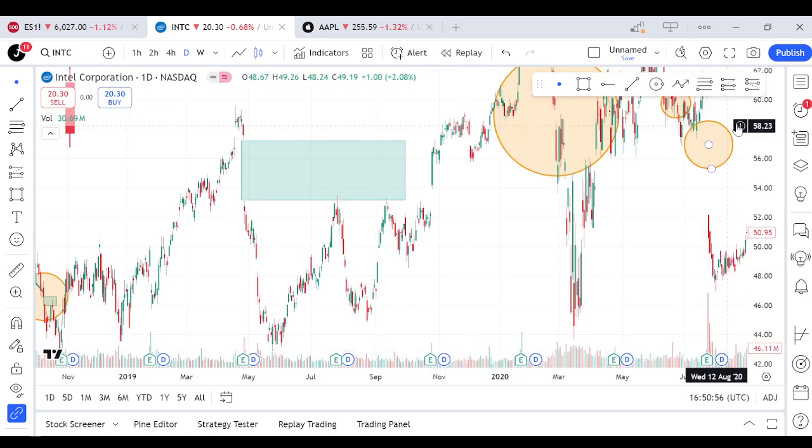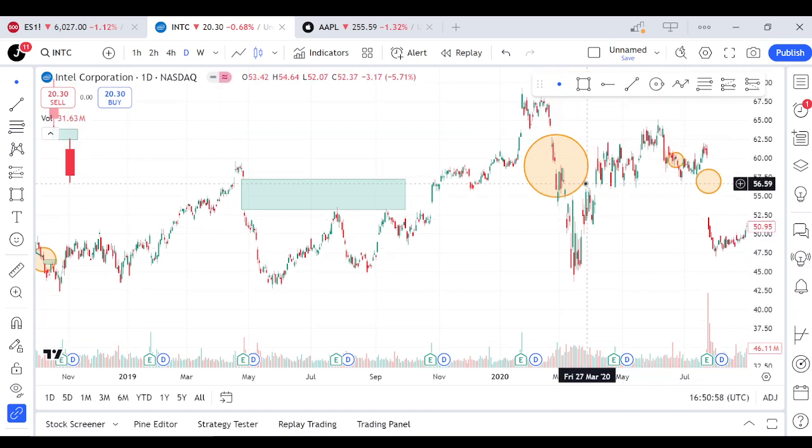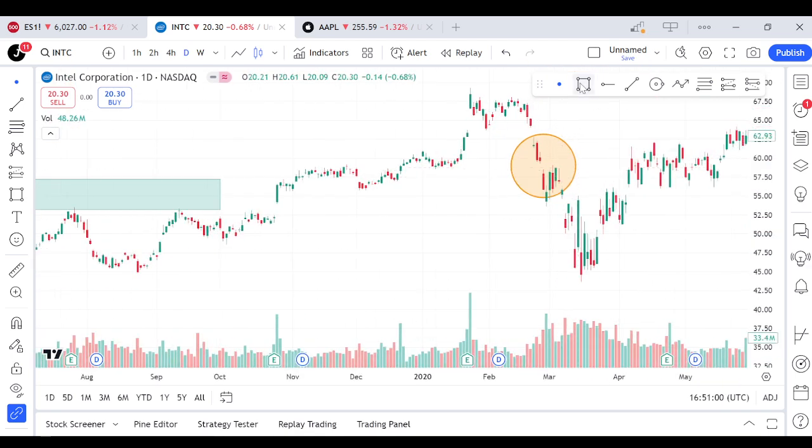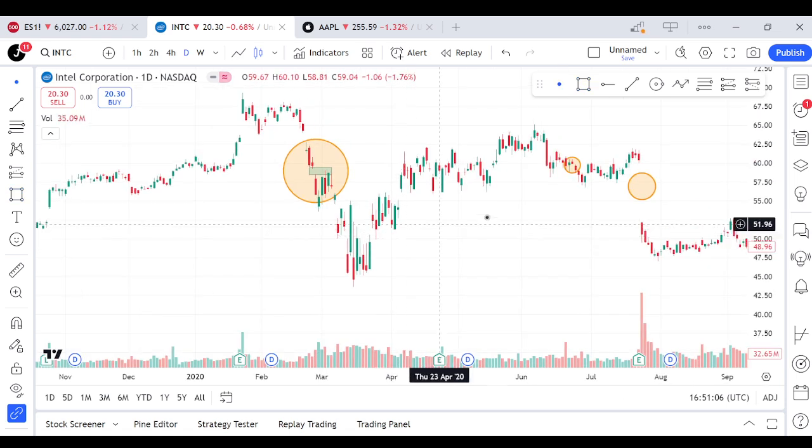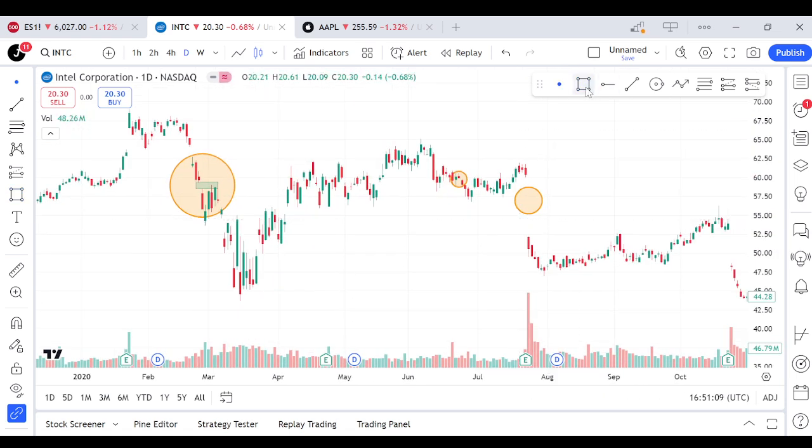So we have lots of examples here. This is another one. We have the gap right here between the first and the second candle. And also you can see the gap here.